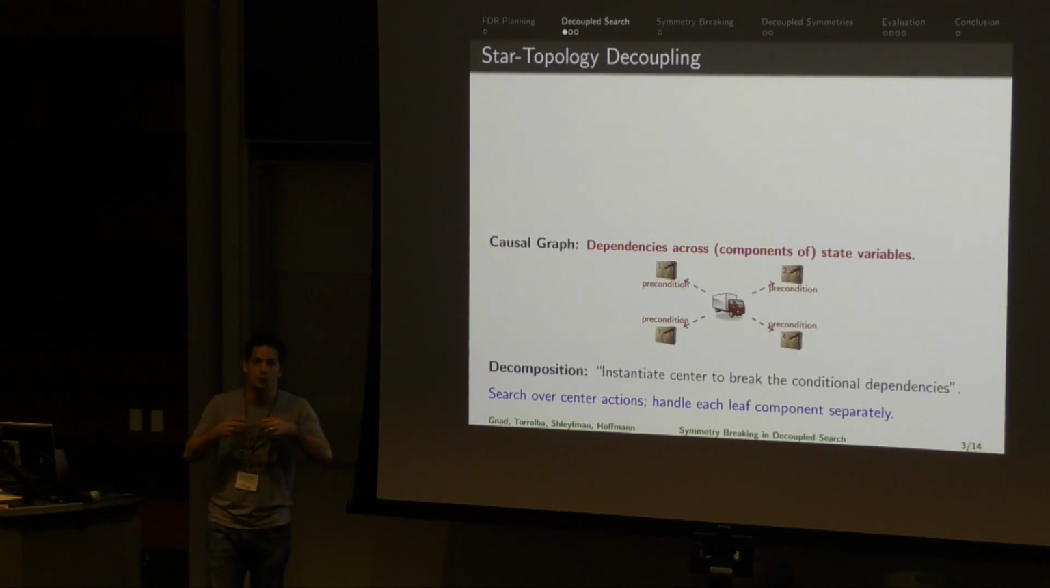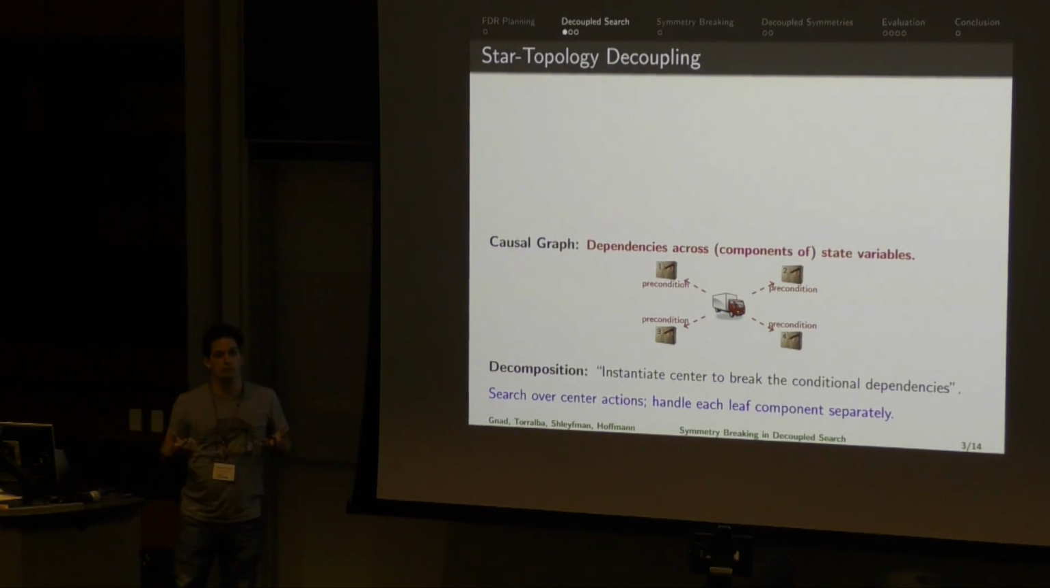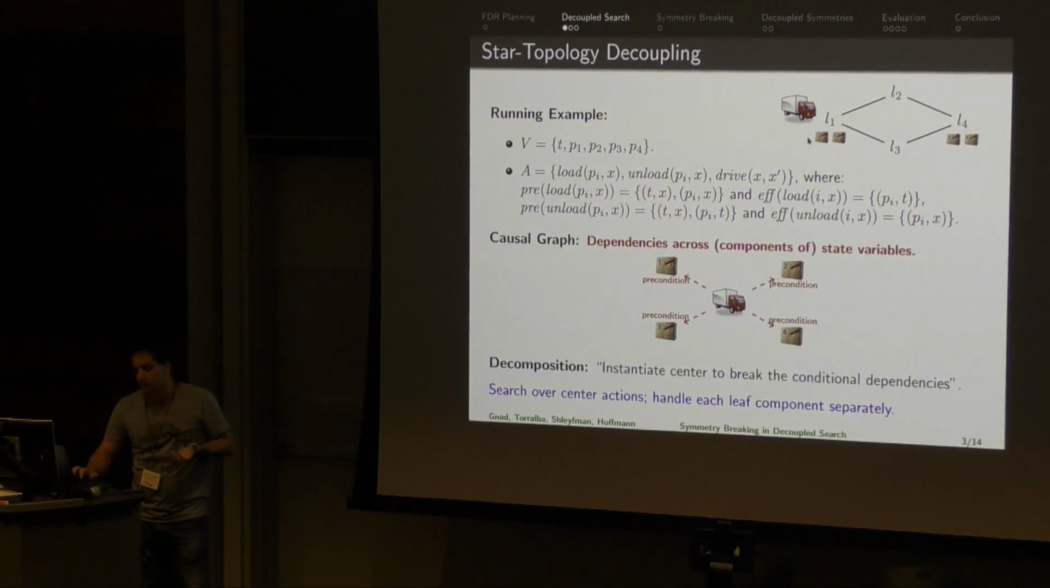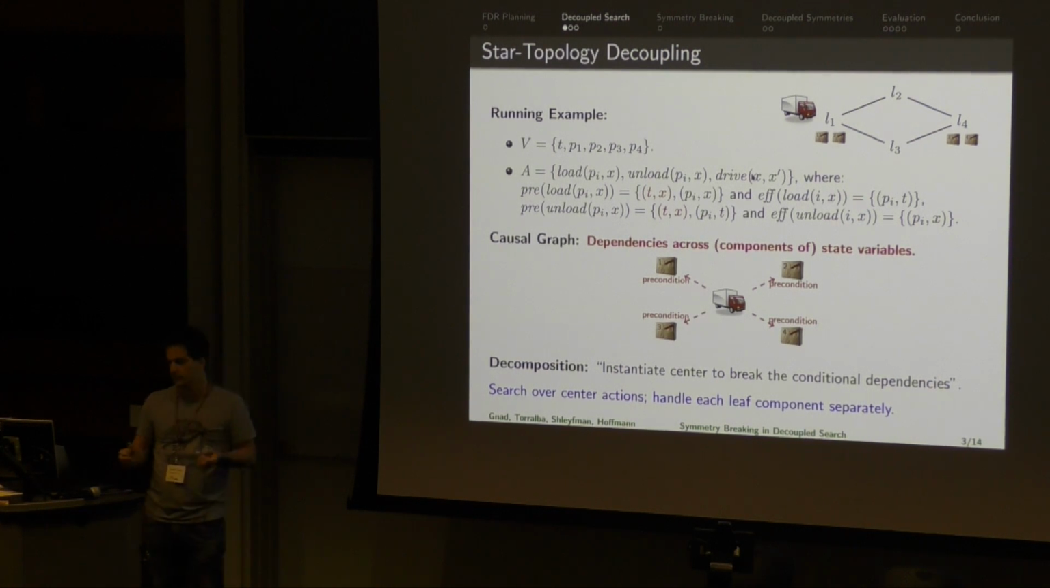We do that by only branching over center actions in the search and enumerating all possible leaf movements for each of the leaves separately. In our example, the center actions are the drive actions, so we only branch over truck drives, and we enumerate all load, unload action sequences that are possible. How do we do that?